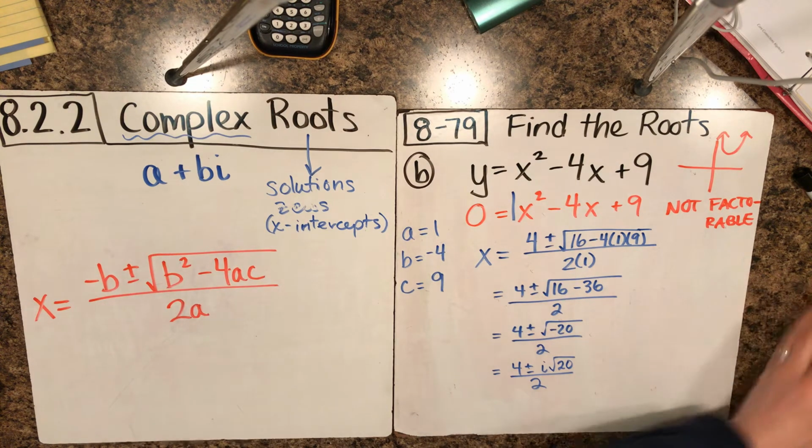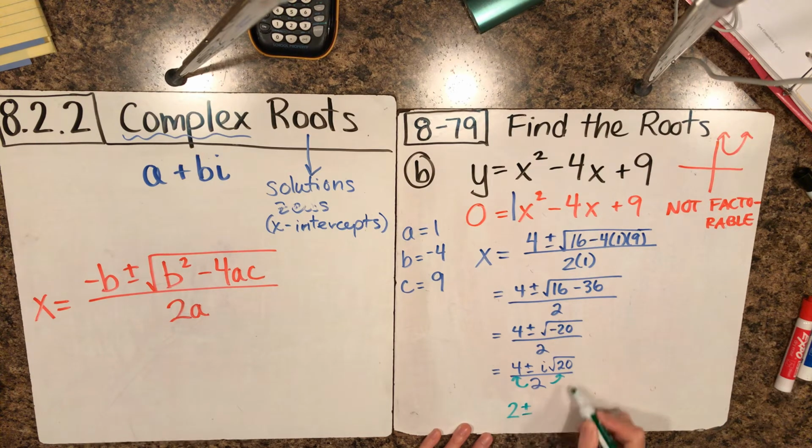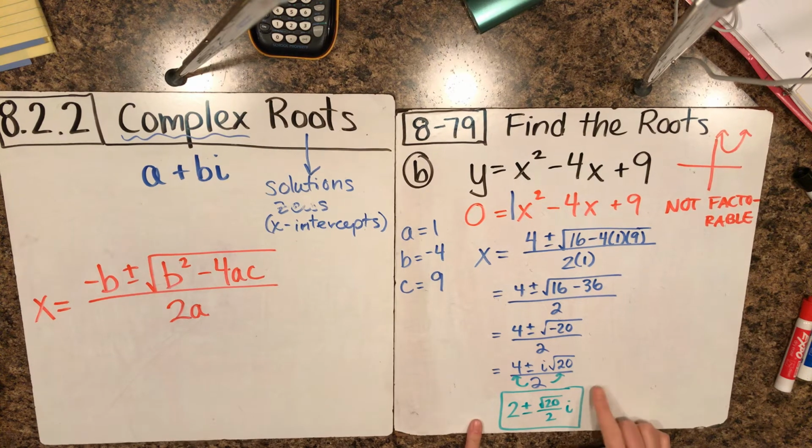Okay, I'm really distributing. The 2 on the bottom represents 1/2, so I'm really distributing the 1/2. So 4 divided by 2 is 2, plus or minus, and I'm going to put square root of 20 over 2 times i. Okay, if you want to simplify that radical, that's great. If not, this is completely fine.